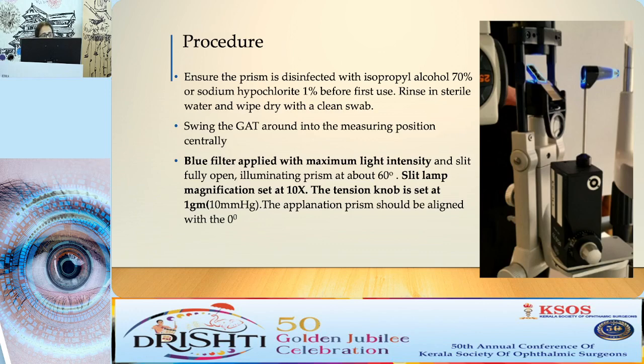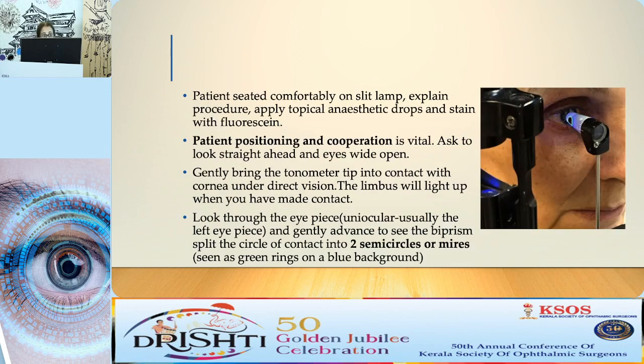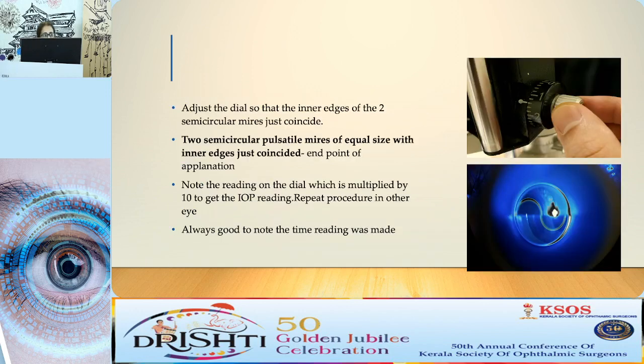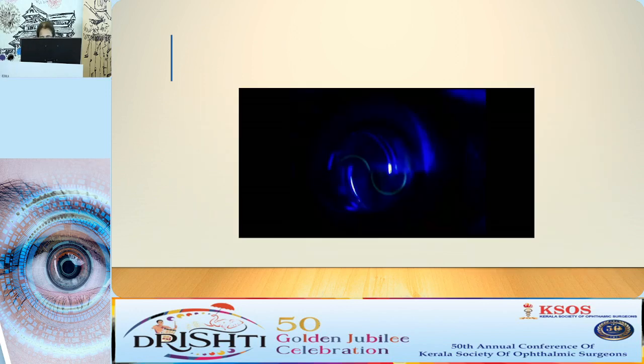Now, regarding the procedure, the points to remember are, before you start, always make sure that the prism is clean. Then the blue filter should be applied with maximum light intensity, fully open. Magnification should be less at 10x. And start with a tension of 1 gram. The patient should be seated comfortably, aware of the procedure, cooperative, and you look through the eyepiece. It's a uniocular measurement, and what you see will be two semicircular mires, which are equal size.